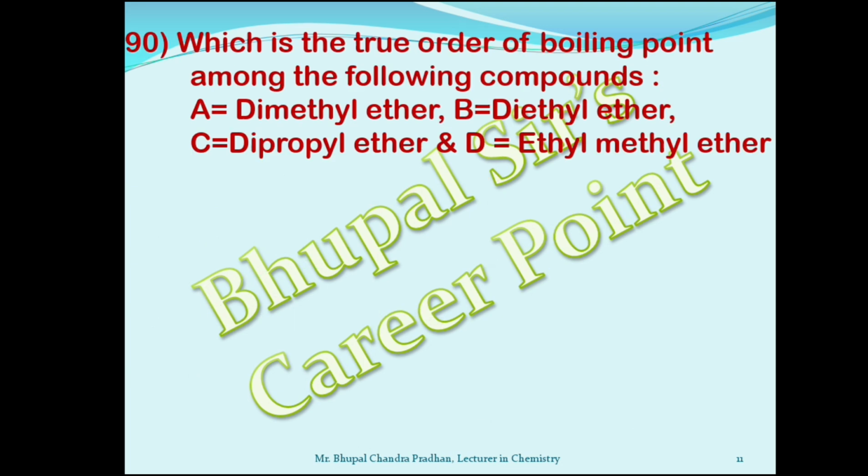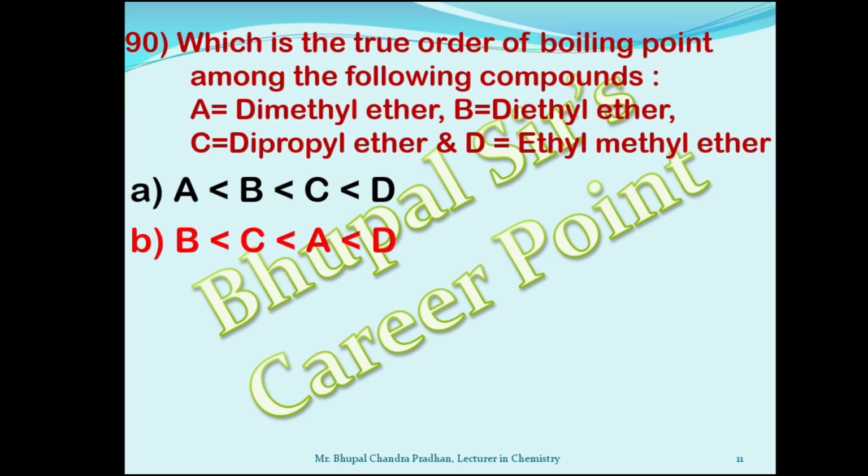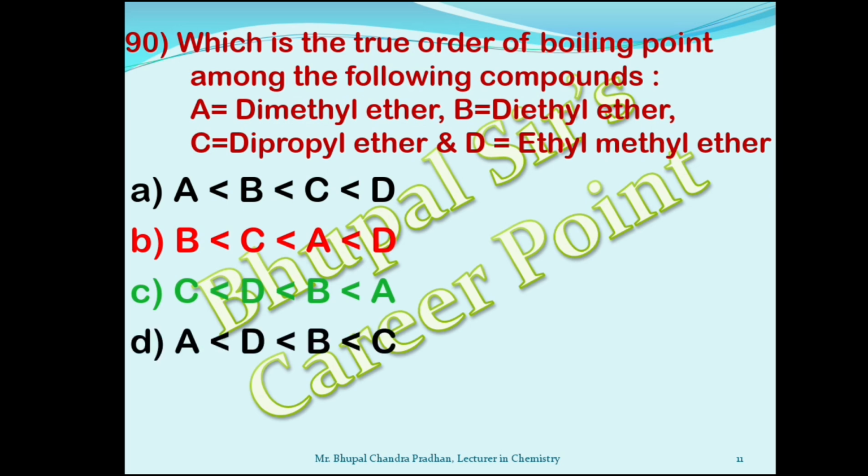Question number 90. Which is the true order of boiling point among the following compounds, where A is equal to dimethyl ether, B is equal to diethyl ether, C is equal to dipropyl ether, D is equal to ethyl methyl ether? So, count the true order of boiling point. Option A: A is less than B is less than C is less than D. Option B: B is less than C is less than A is less than D. Option C: C is less than D is less than B is less than A. Option D: A is less than D is less than B is less than C. The students try to give the correct answer.